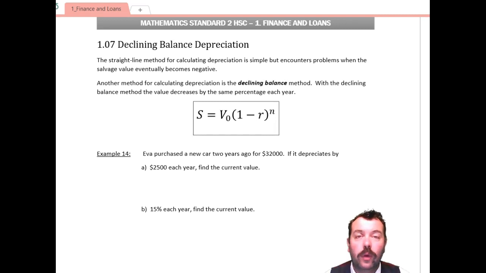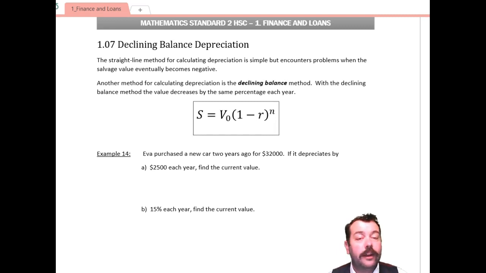In the previous exercise 106 we were looking at straight line depreciation, which is a method of modelling the decreasing value of some goods or asset over time. It's depreciation, and it went down by the same amount every term, let's say every year. Today we want to look at a different model.